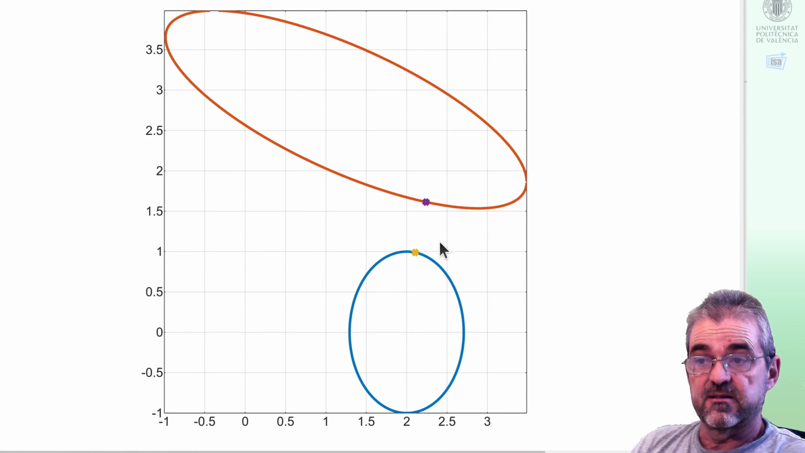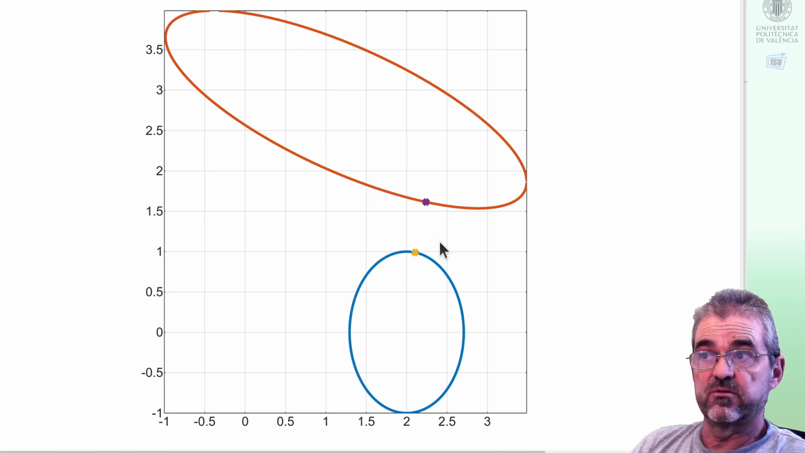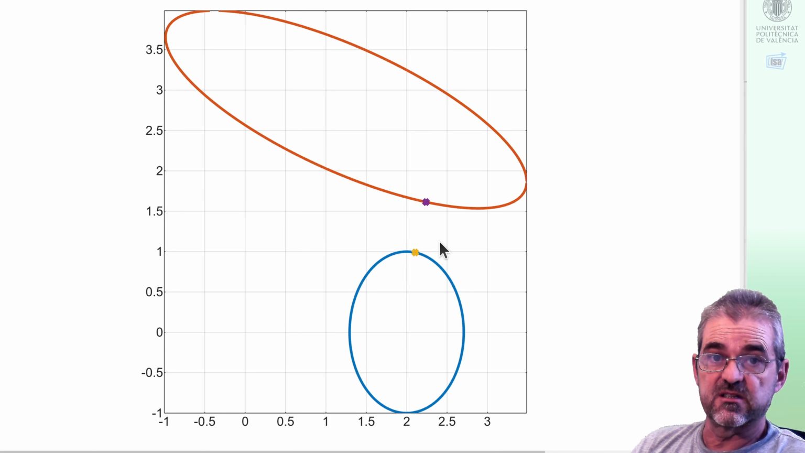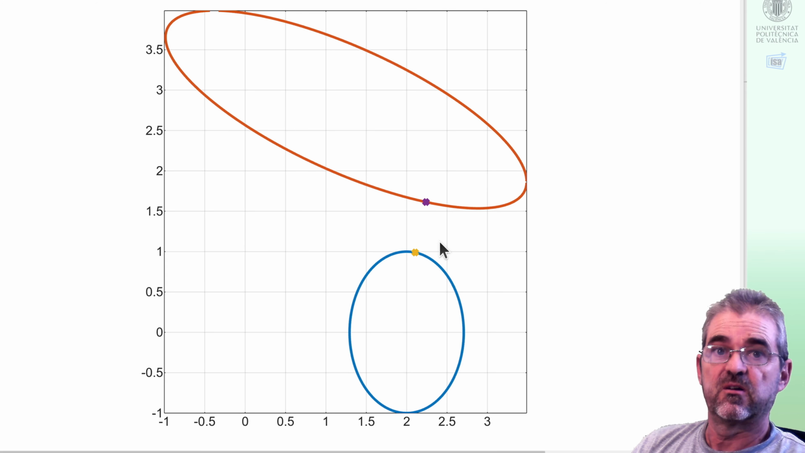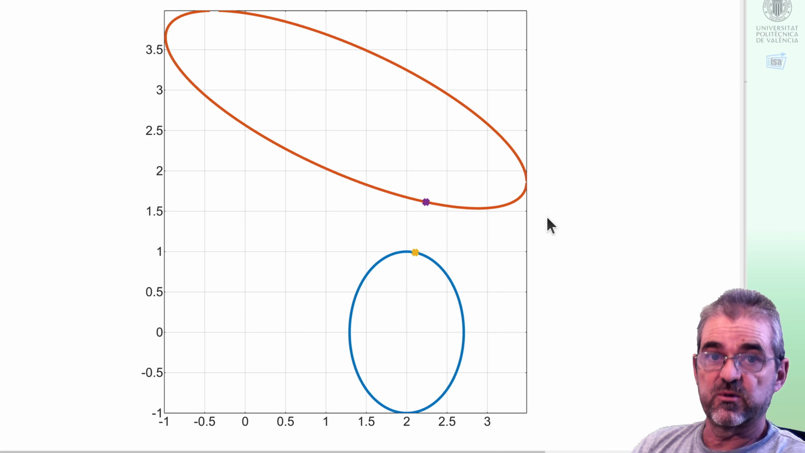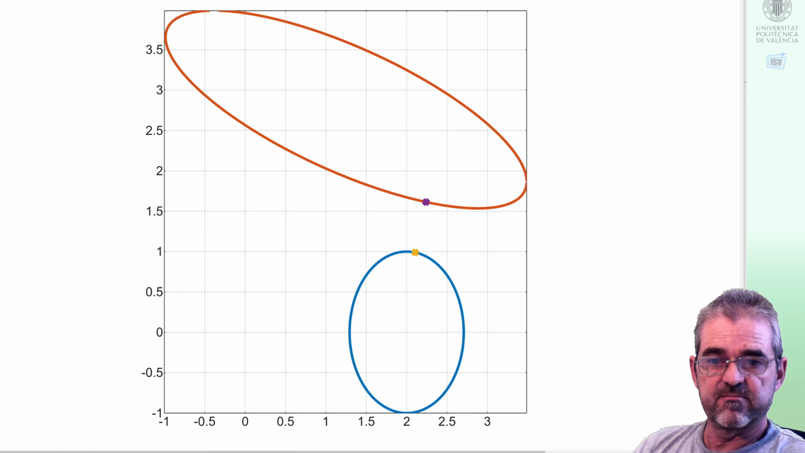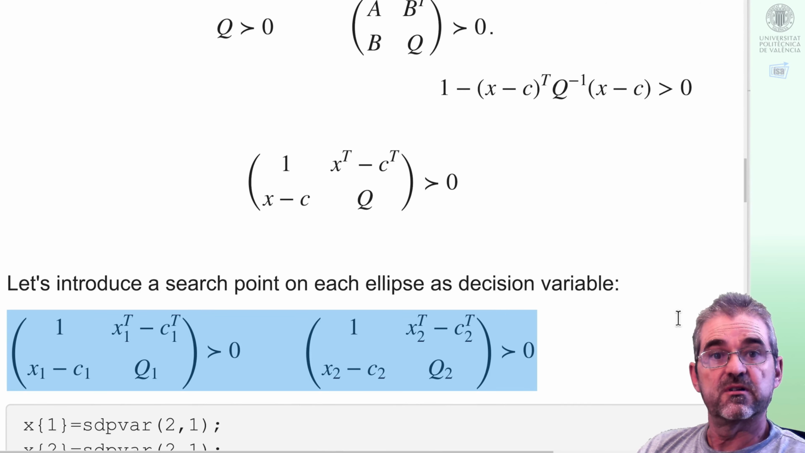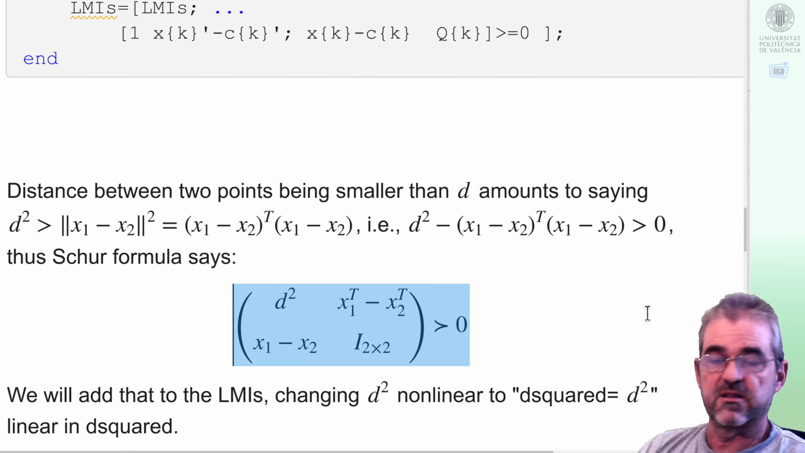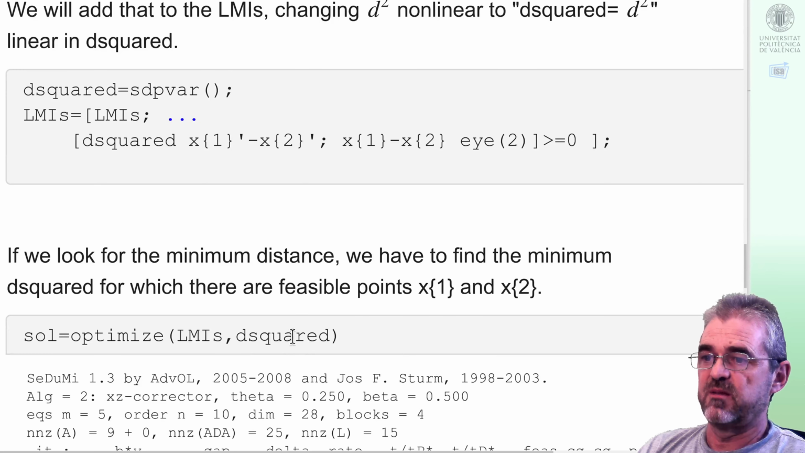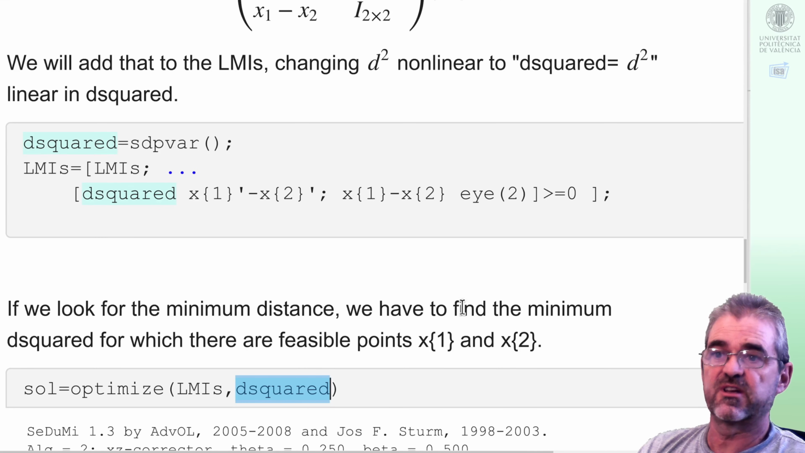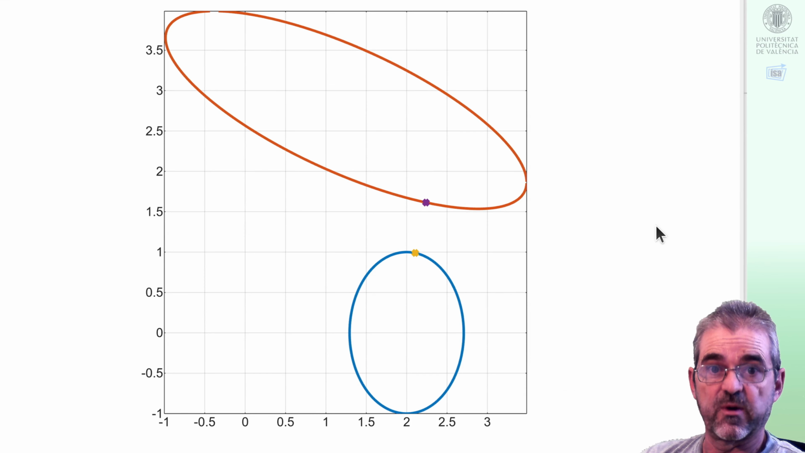So we finish here. In this video, we showed how to numerically compute the minimum distance between two ellipses and the points achieving such a minimum distance. We used LMIs, linear matrix inequalities, and a semi-definite programming optimizer to solve that, because a point in an ellipse was encoded in these LMIs, and the distance bound d encoded in this LMI, so minimizing d squared subject to those LMIs produced the required results.